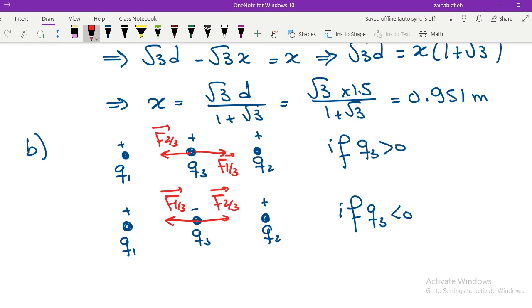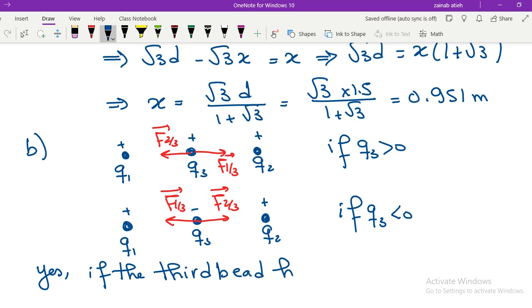Okay, so yes, I will write: it's yes if the third bead has a positive charge.